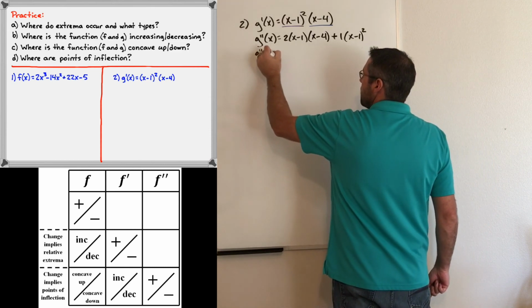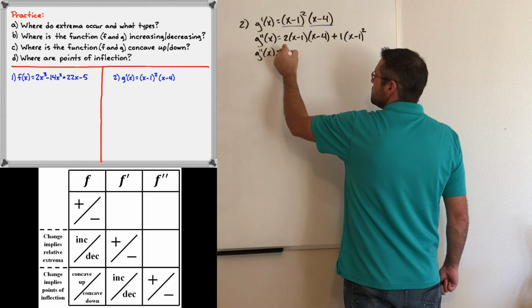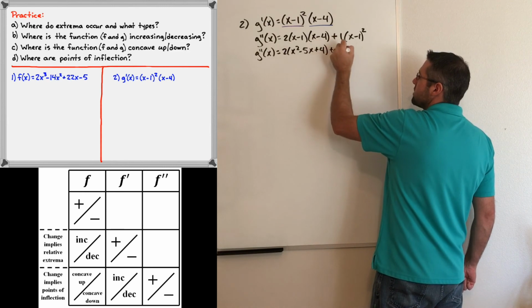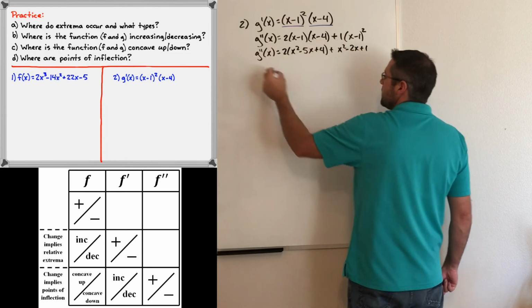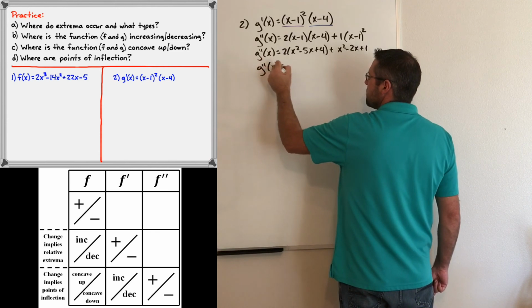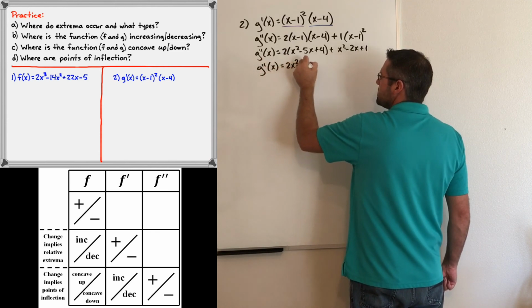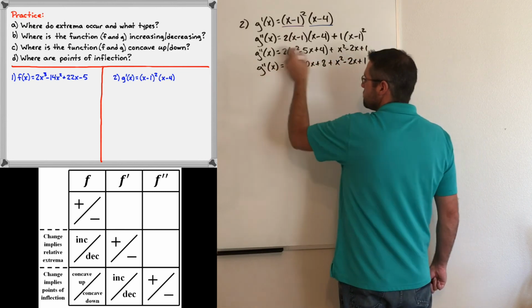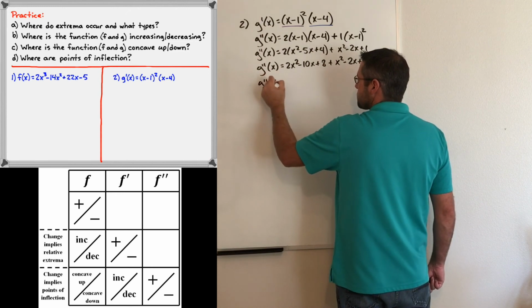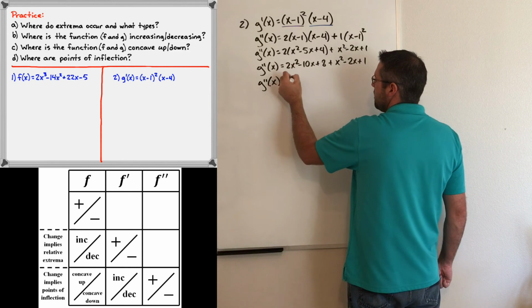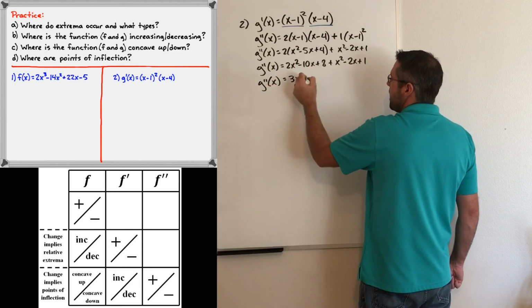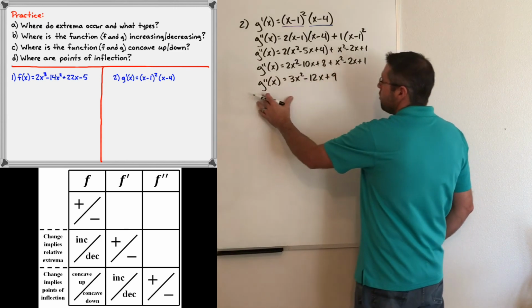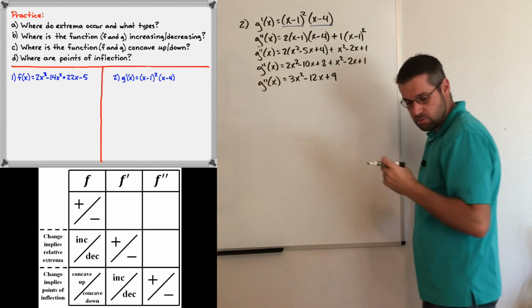So we get G double prime of x is equal to 2 times x squared minus 5x plus 4. And then this guy just expands to x squared minus 2x plus 1. And then do a couple more steps here to make sure I'm not making any mistakes. That's 2x squared minus 10x plus 8, and then plus x squared minus 2x plus 1, just FOILed or distributed there. And then combine like terms. So G double prime of x equals 3x squared minus 12x plus 9. Okay, so now we're looking for when G double prime is positive or negative.